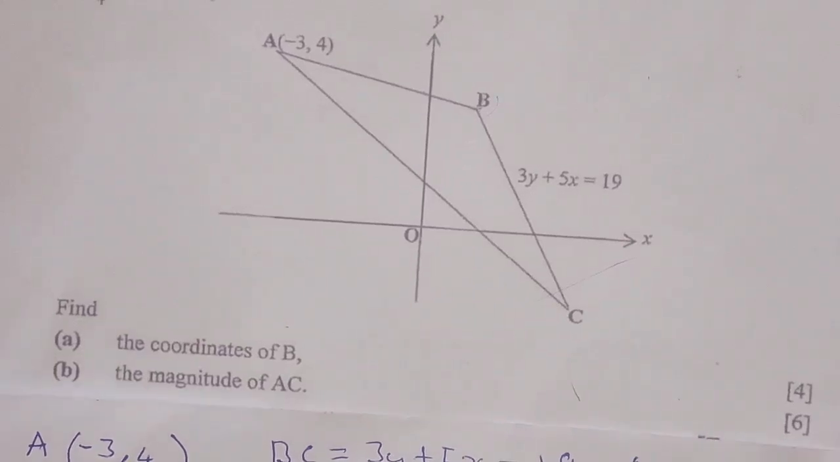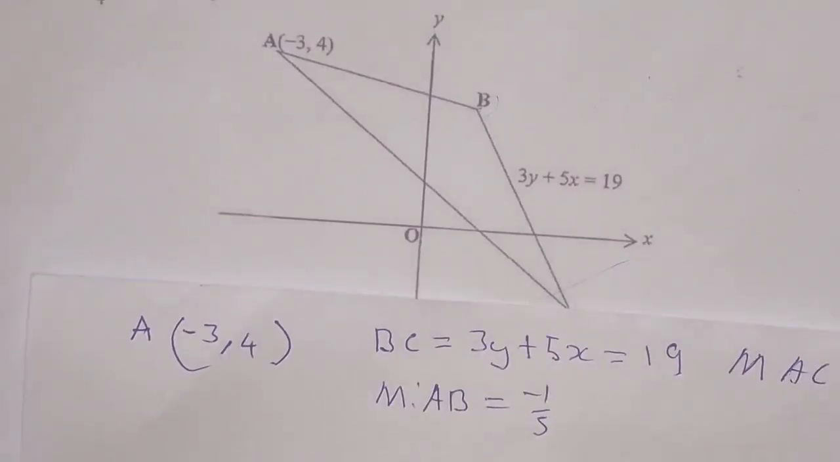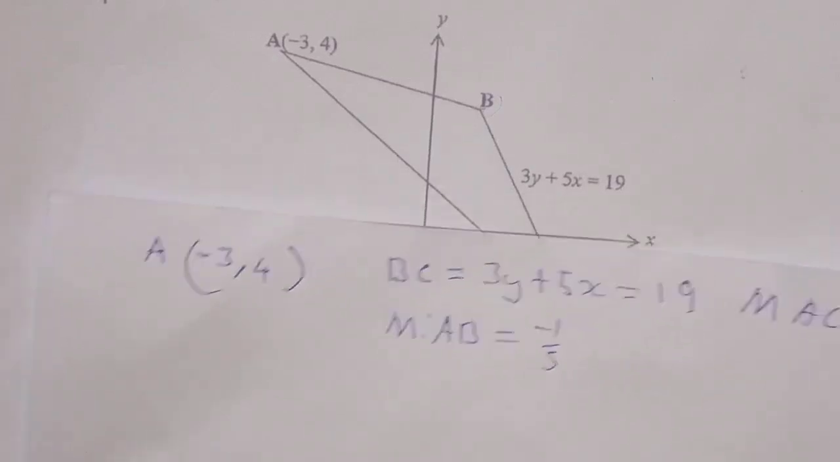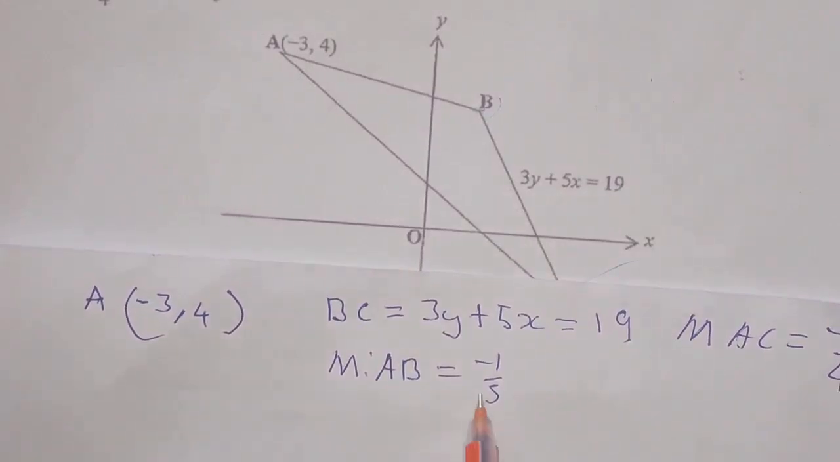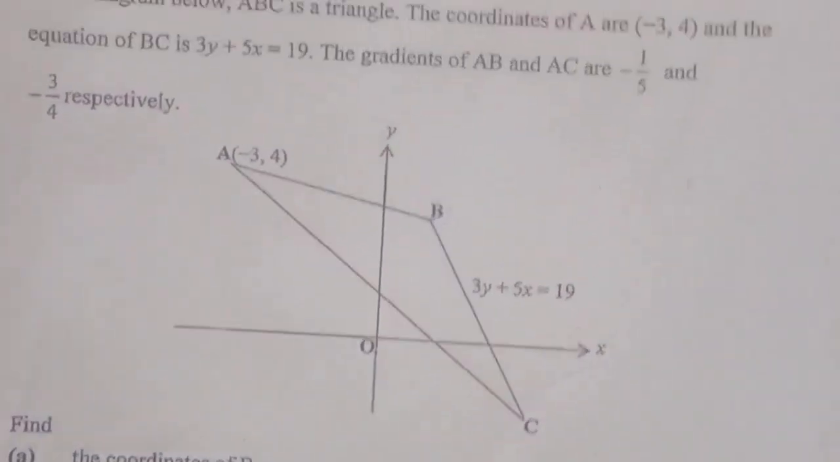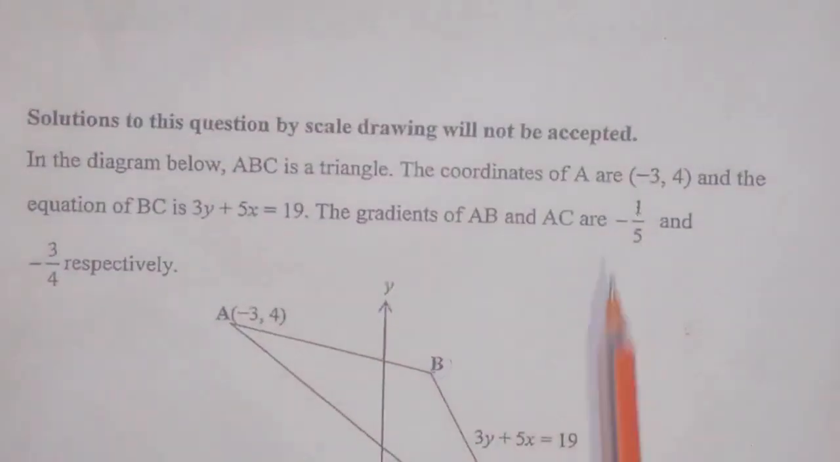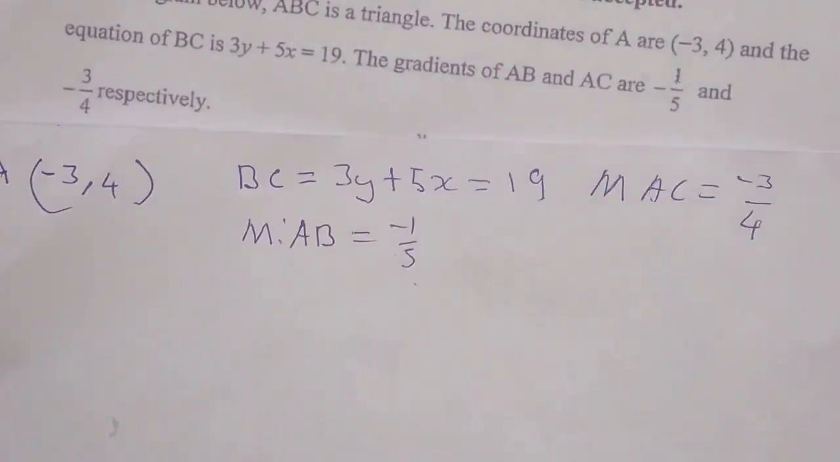Okay, so let's now proceed with our procedure. We have said that we first find the equation of AB, then we solve it simultaneously with BC. So let's find the equation AB. We have the coordinates, and we also have the gradient of AB, which is negative 1 over 5. We were told in the question that the gradient of AB is negative 1 over 5. So let's now find the equation AB.